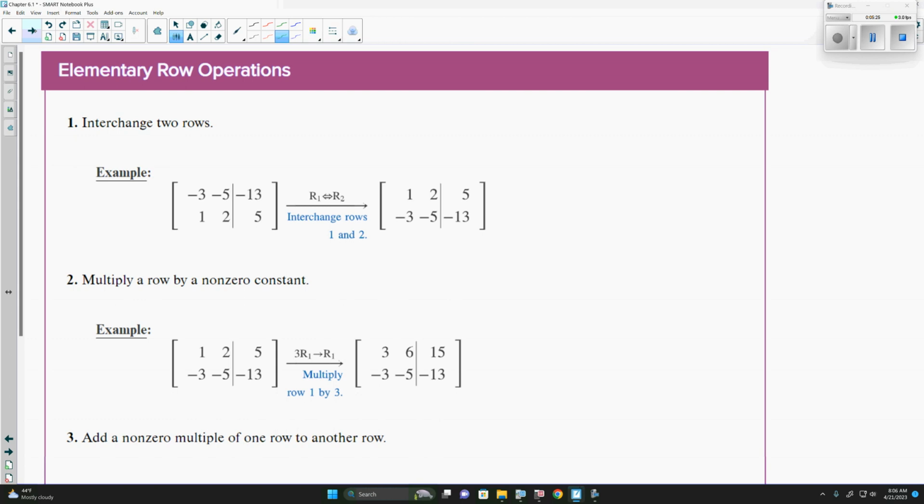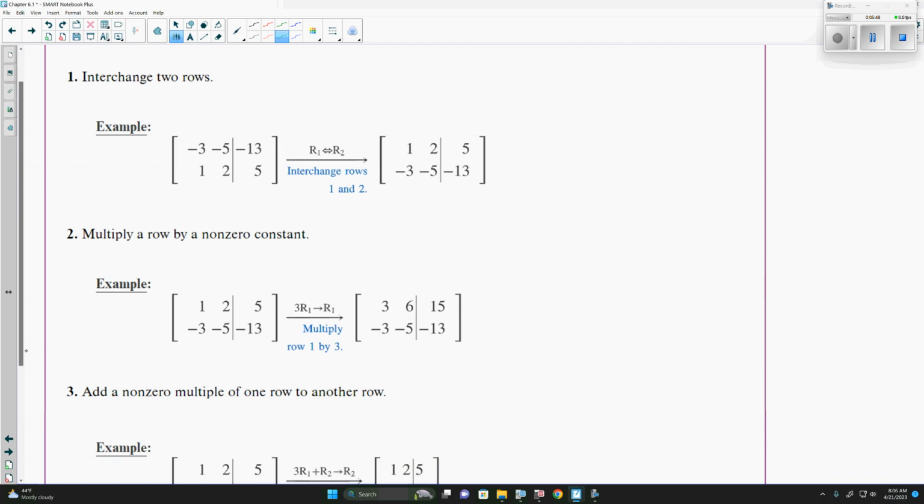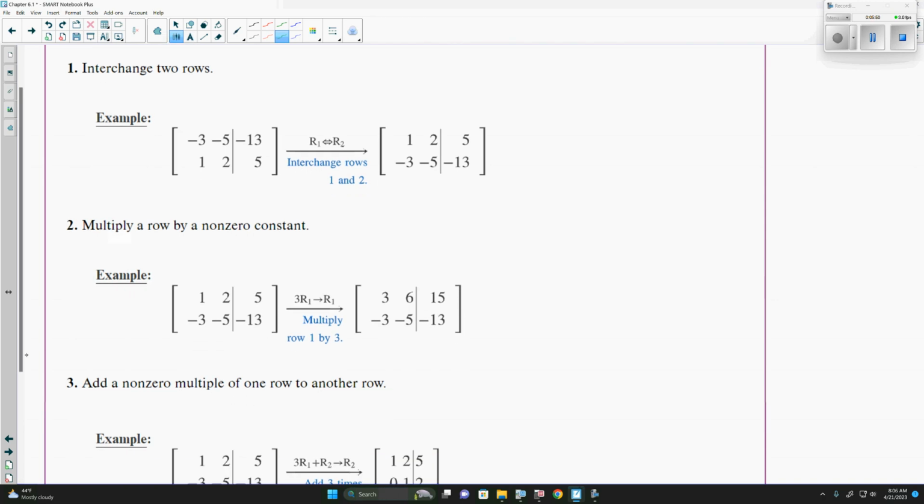Now, row operations. Because for the most part, when we solve systems of equations with matrices in Algebra 2, we use the graphing calculator to get that reduced row echelon form, RREF. But if we did it without a calculator, we would use these row operations. And any of these work with any matrices.